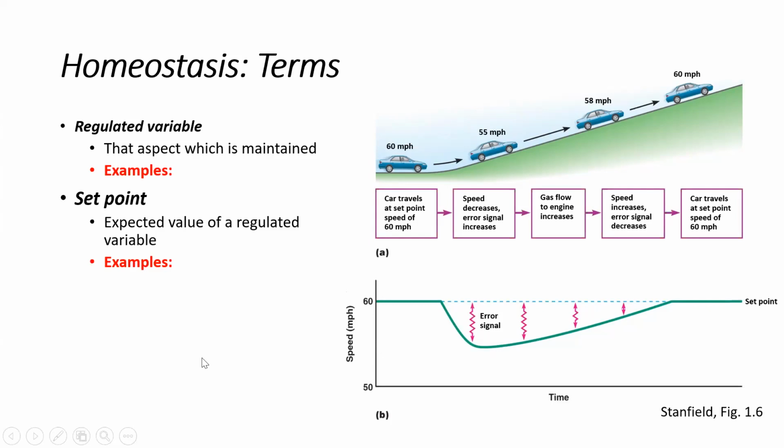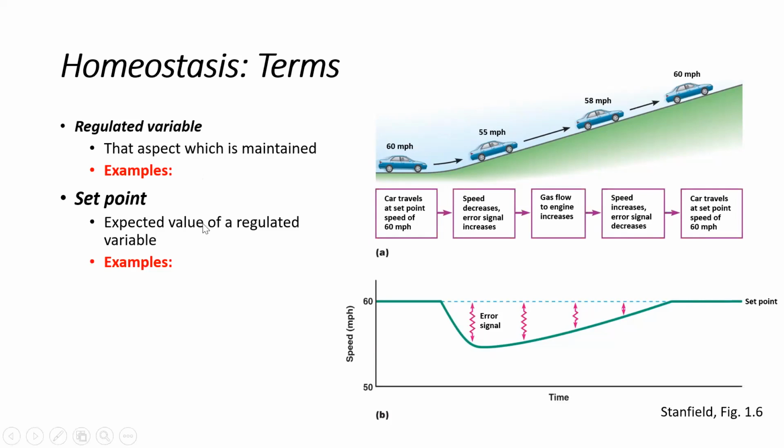So first off, we have the regulated variable. The regulated variable is the aspect that's being maintained or that's changing from the set point, the aspect that the body is trying to get to stay at a certain value. Some of the examples that we can think about for the regulated variable are blood pressure, body temperature, right? We know that our body temperature likes to be at around 37 degrees Celsius or 98 Fahrenheit. Blood pH should be around 7.35 to 7.45.